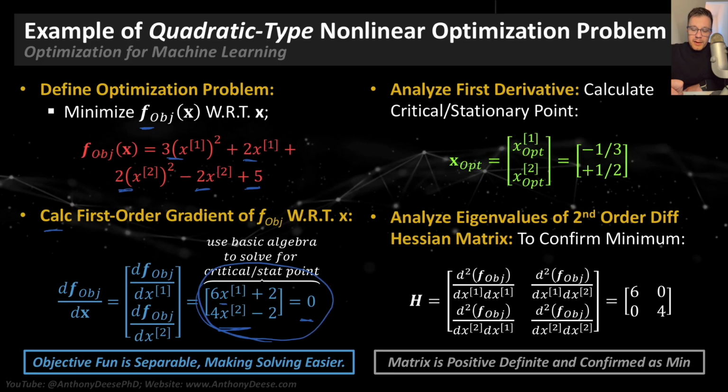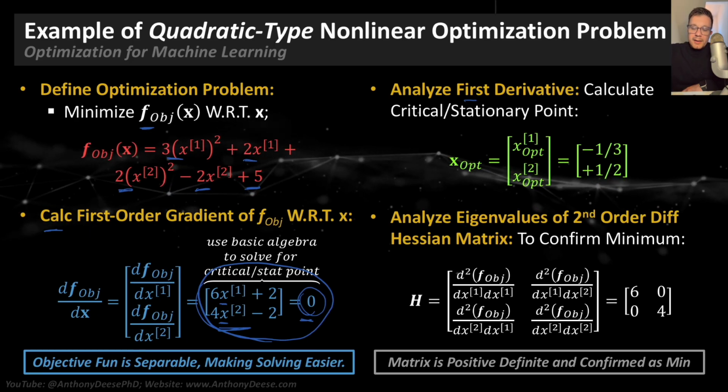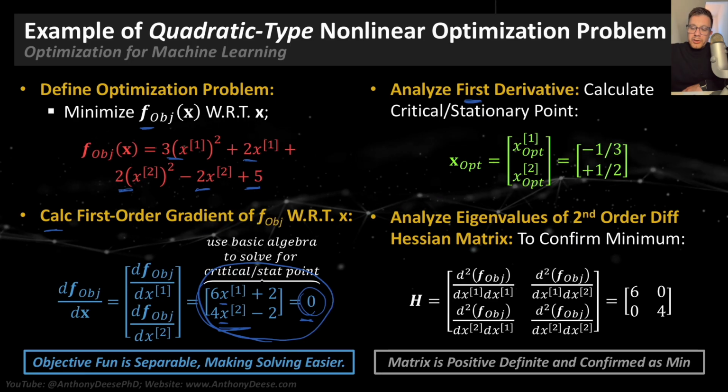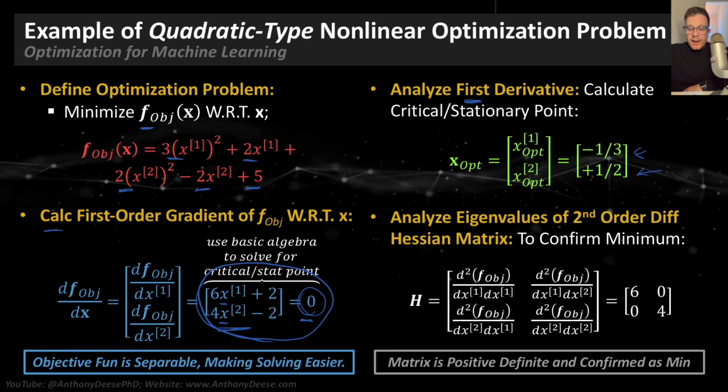We merely need to find the x1 and x2 values that satisfy the equality to 0. So we analyze the first derivative and calculate the critical or stationary point, which is negative 1/3 for x1 and positive 1/2 for x2.